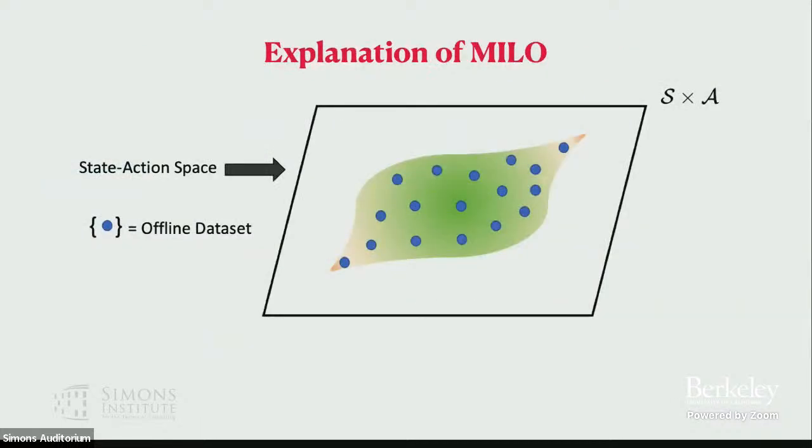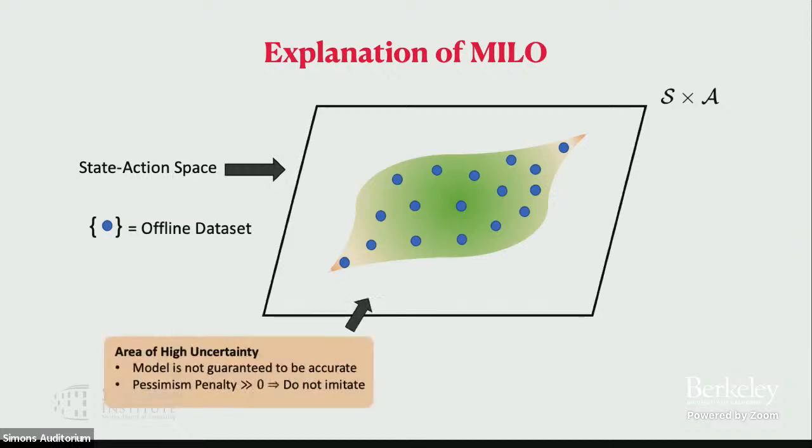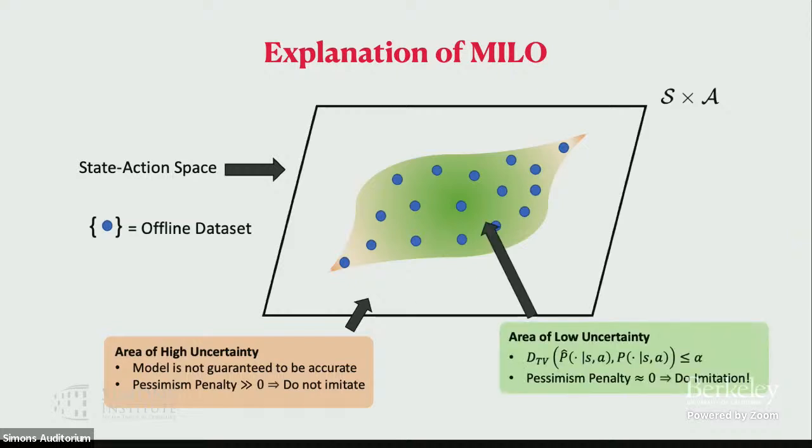And picture-wise, let's say I have this 2D space, and this green region contains the offline data. Outside of this green region, I have high uncertainty. I can't really trust the model at all, so I shouldn't really try to imitate the expert, for instance. But inside this green region, these are good regions. I can trust my model.